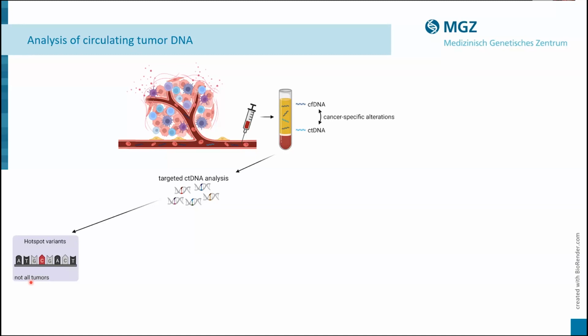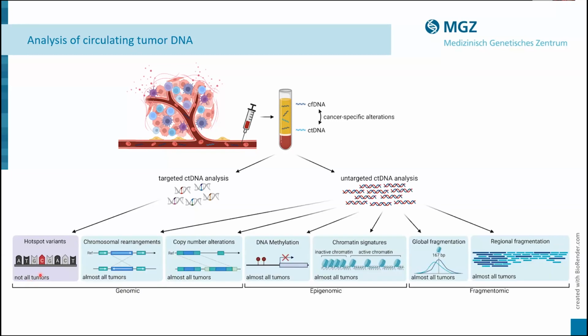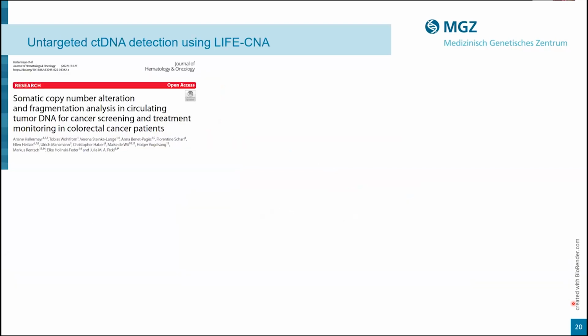But unfortunately, not all tumors carry such hotspot variants, and therefore those assays are limited to those patients that actually have hotspot variants. To overcome this, untargeted ctDNA analyses are very interesting, because those can be used to track chromosomal rearrangements, copy number alterations, DNA methylation, chromatin signatures, and global and regional fragmentation profiles. These tumor-specific alterations are present in almost all tumors, and therefore are very promising for a one-size-fits-all approach.